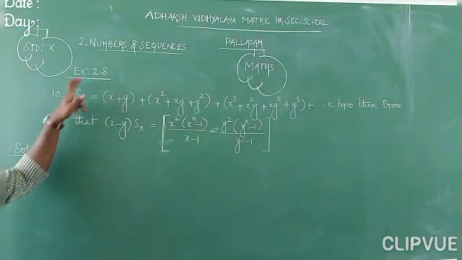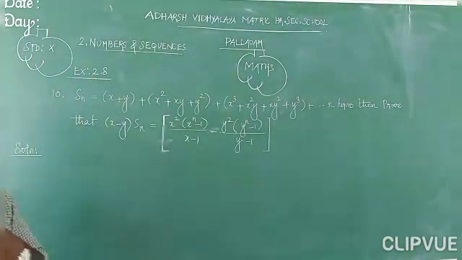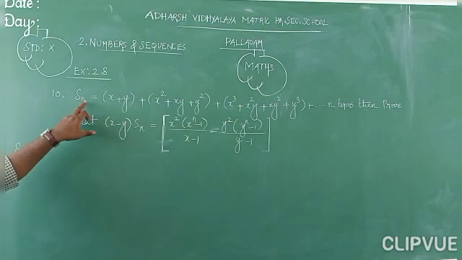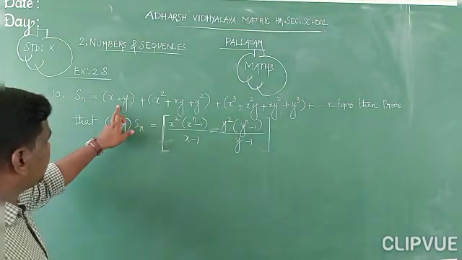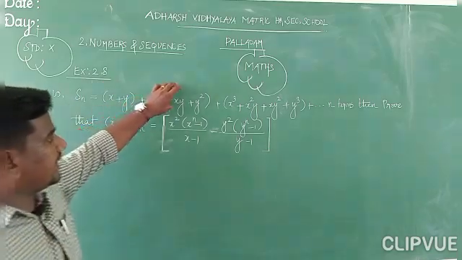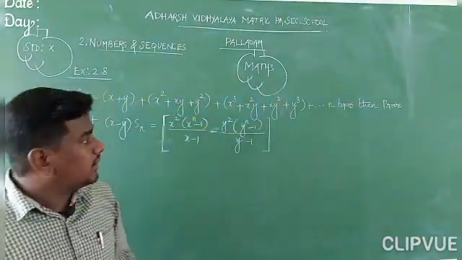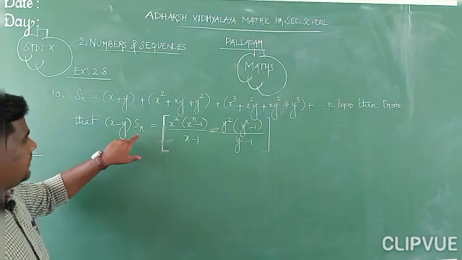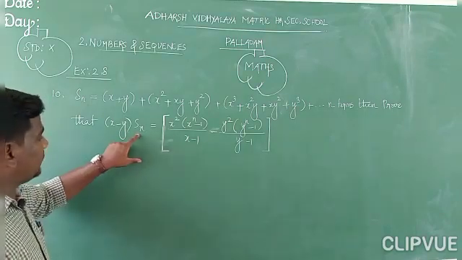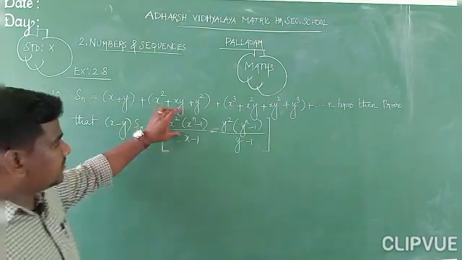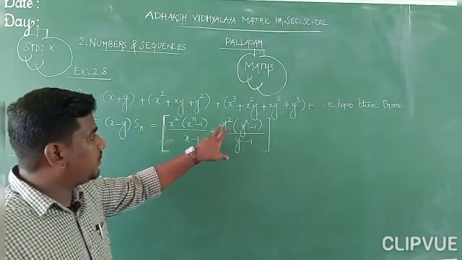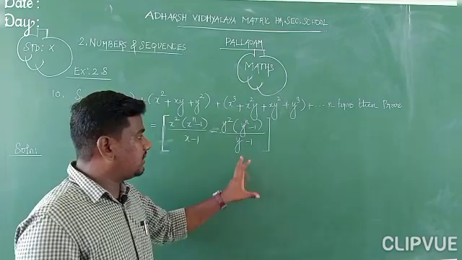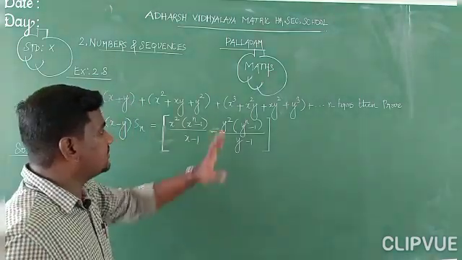Question number 10, exercise number 2.8. The question is, Sn is the sum of n terms of this series: x plus y is the first term, this is the second term, third term and so on. Prove that x minus y into Sn is equal to x square of x power n minus 1 divided by x minus 1, minus y square of y power n minus 1 divided by y minus 1. We are going to prove this result.